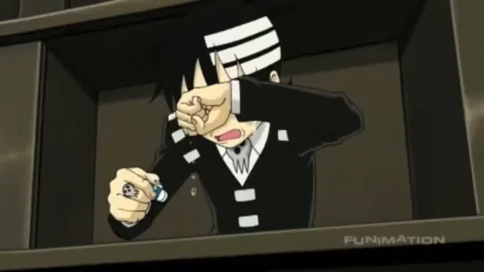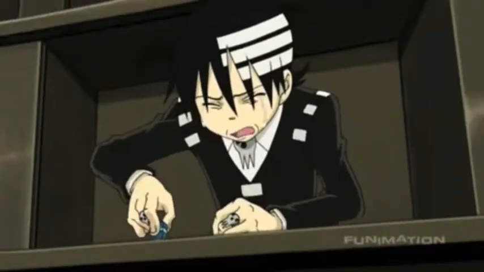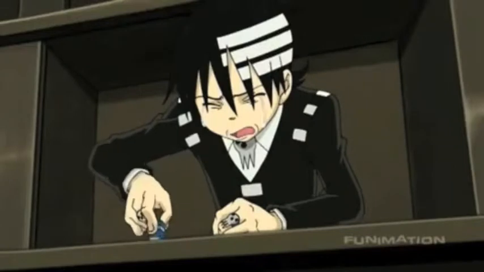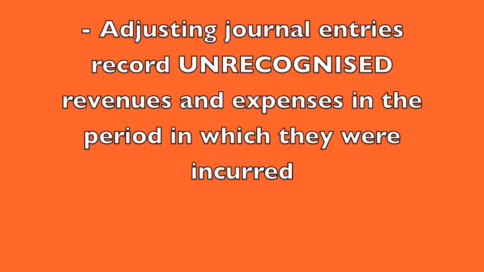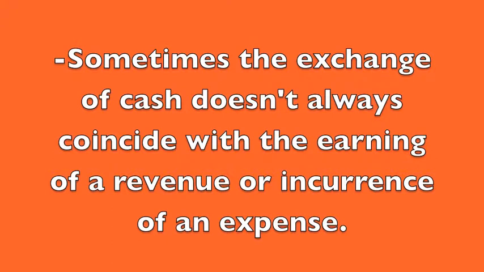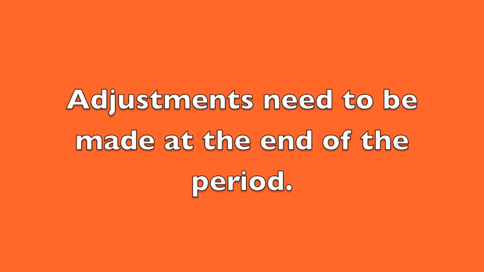Now if you think you may fail the Adjusting Entries component of your exam, then listen up because it's time for you to learn. Adjusting journal entries record unrecognized revenues and expenses in the period in which they were incurred. They are necessary because sometimes the exchange of cash doesn't always coincide with the earning of a revenue or incurrence of an expense. Thus, adjustments are needed to be made at the end of the period.